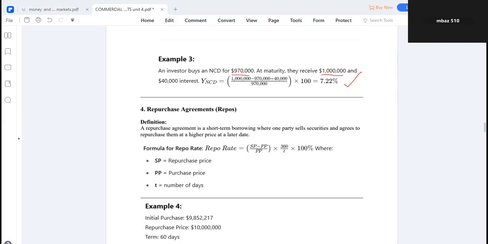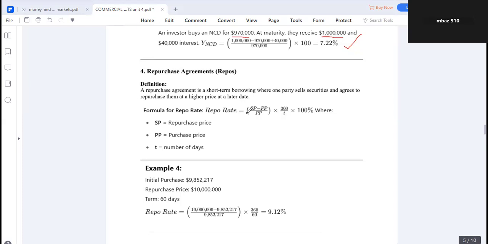So how do we calculate these repos? We have an example here. The formula for repo is SP, which is the repurchase price, minus PP, the purchase price, over purchase price times 360 over time times 100.